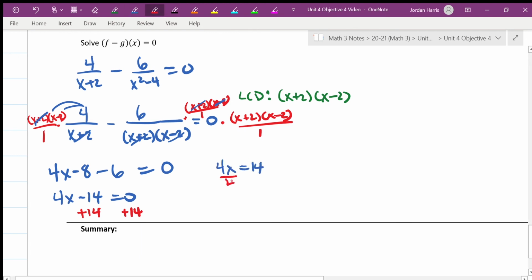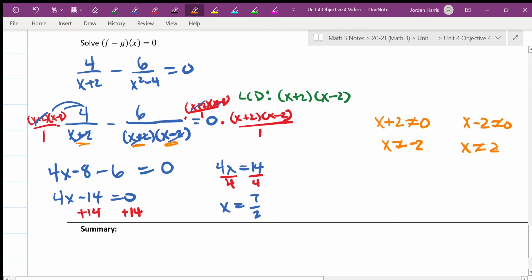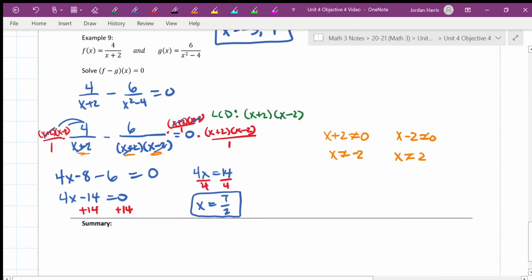Divide by 4 on both sides. Simplifies some, but not all the way. 2 goes into both, so 7 over 2. Before we do anything, check our excluded values. X plus 2 cannot equal 0, so x cannot equal negative 2. And x minus 2 cannot equal 0, so x cannot equal positive 2, which doesn't match, so we're good.